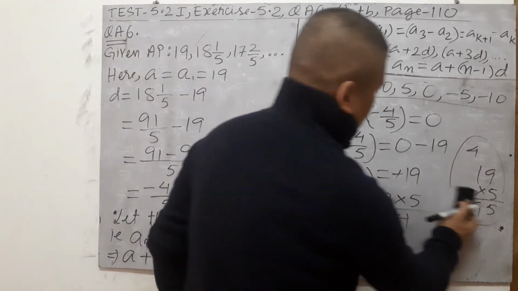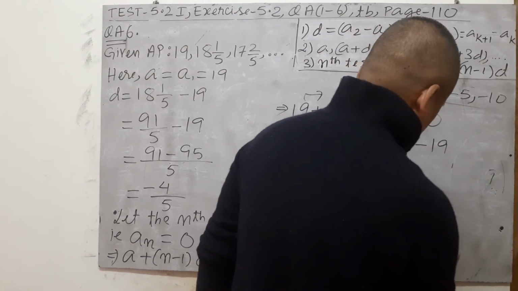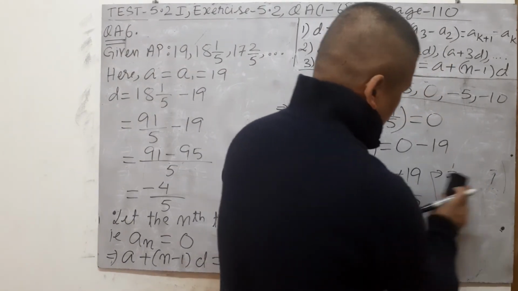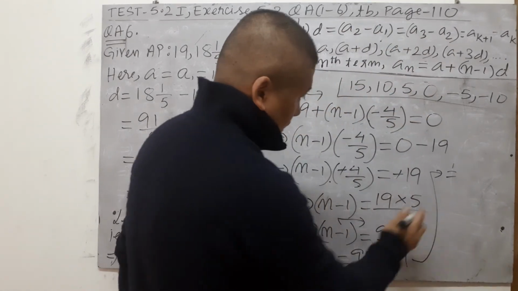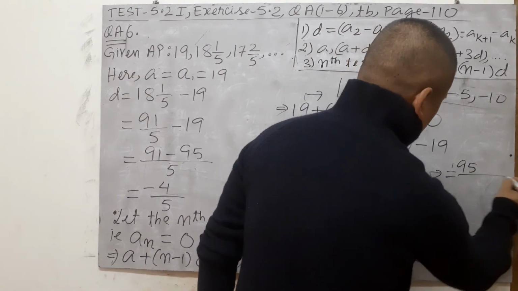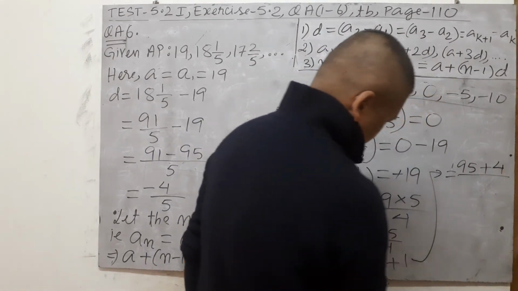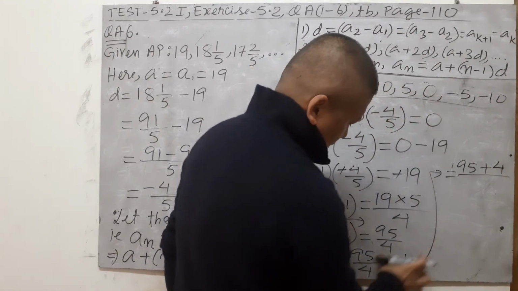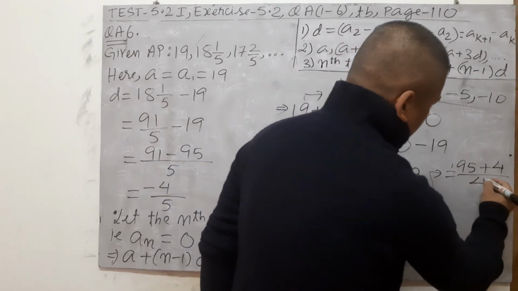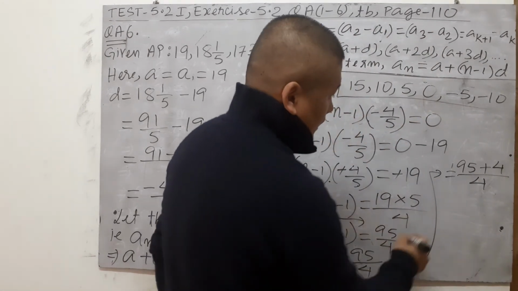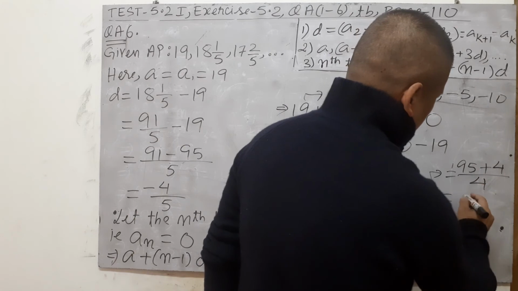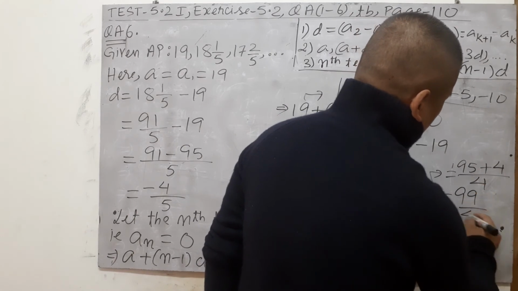Let's just go two more steps, you will be getting your n. That will be equal to 95 plus 4 ones are 4. So since you have multiplied up to here, the long line should cover up to here, divided by the LCM, which is 4. So 95 plus 4 is 99, divided by 4.